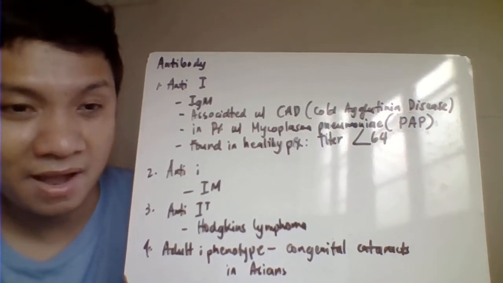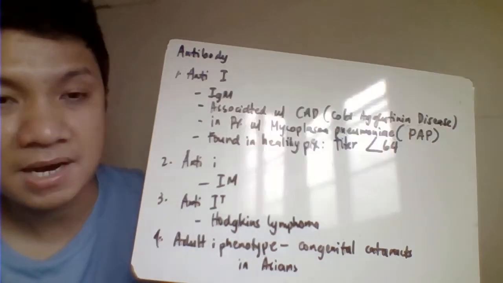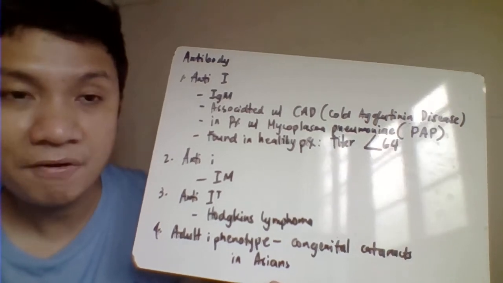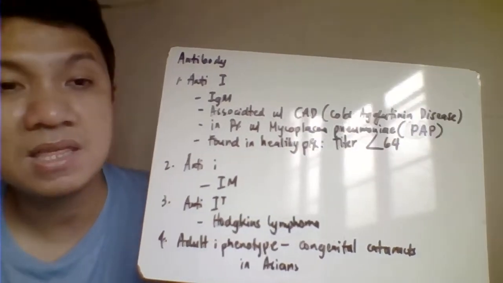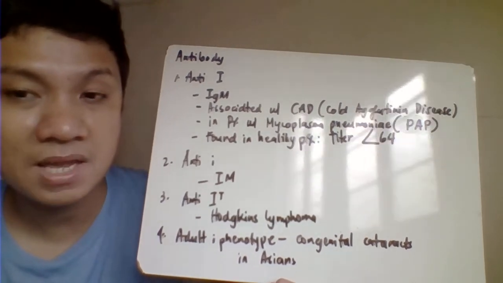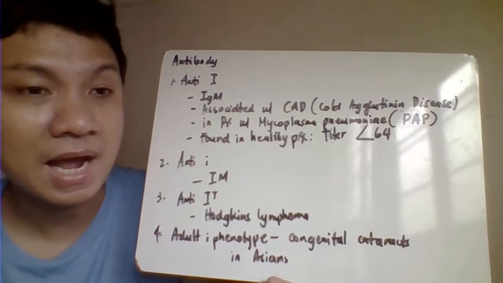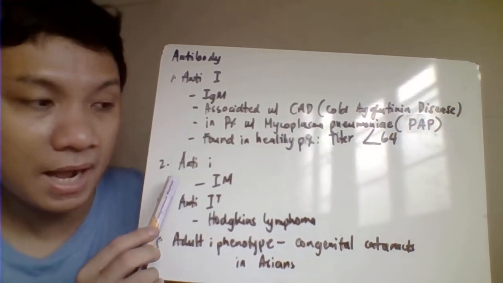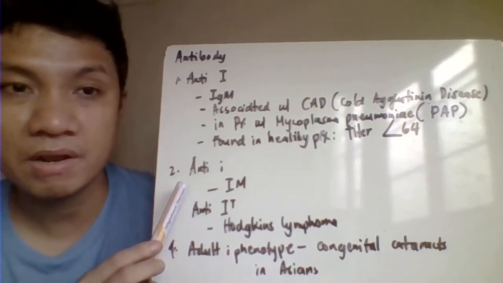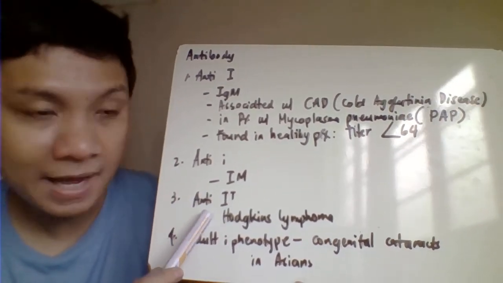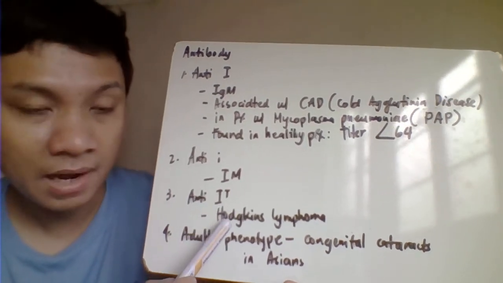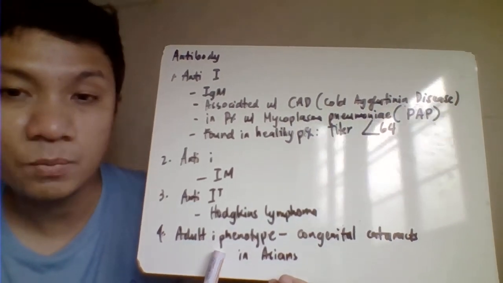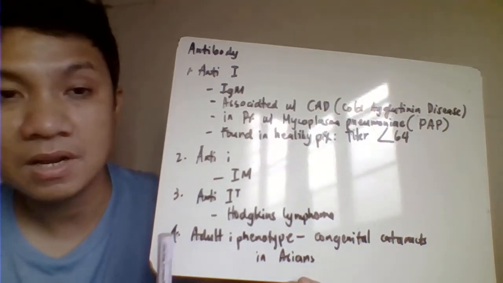Your Mycoplasma pneumoniae would eventually produce an I-like substance. Therefore, once a patient is infected by Mycoplasma pneumoniae, that would eventually produce anti-I antibody, the bigger I. Then we have the anti-i, the smaller i. This one is associated with IM or infectious mononucleosis. Anti-IT, on the other hand, is related to Hodgkin lymphoma. Then we have the anti-i phenotype, the smaller i, associated with congenital cataract formation among Asians.